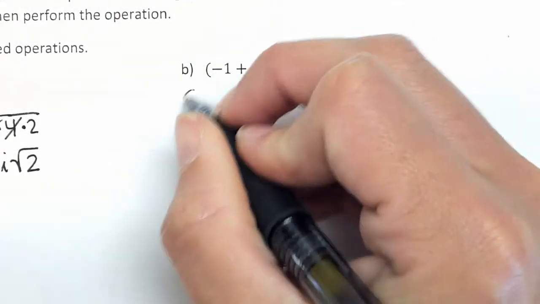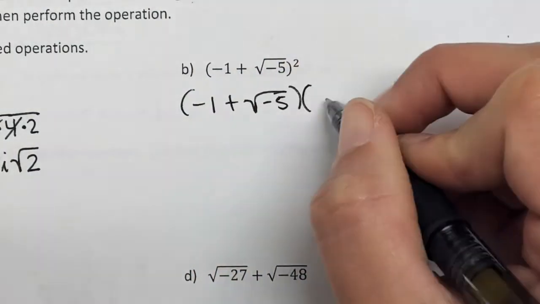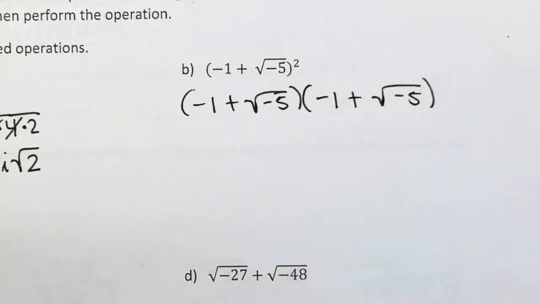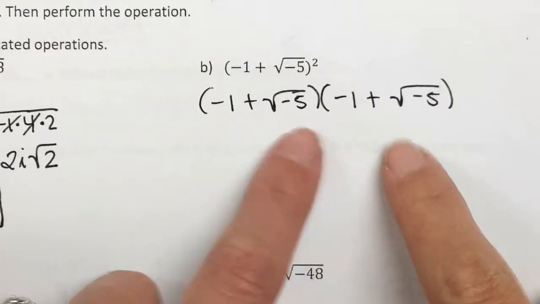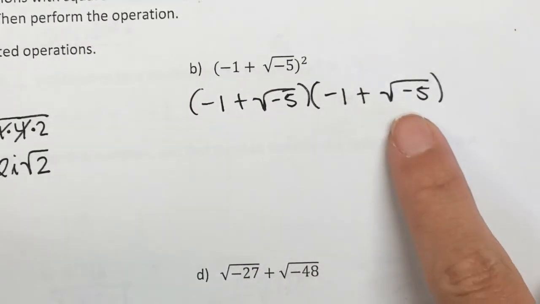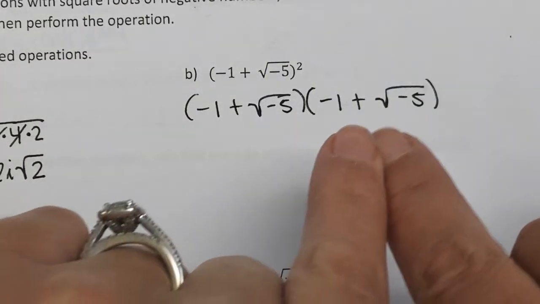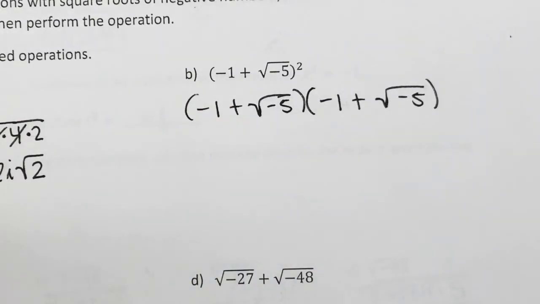Okay, so squared means you're multiplying this times itself, right? So let's write it out like it's supposed to be. Negative 1 plus square root of negative 5 times negative 1 plus square root of negative 5. That's what it's really asking us to do. Multiply this by itself, and these are two binomials, so we know we're going to have to FOIL. Are these complex conjugates of one another? No, because they have the same sign. So we have to actually do first, outer, inner, last.